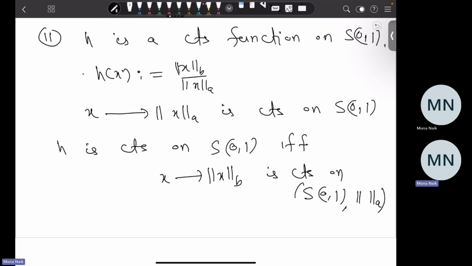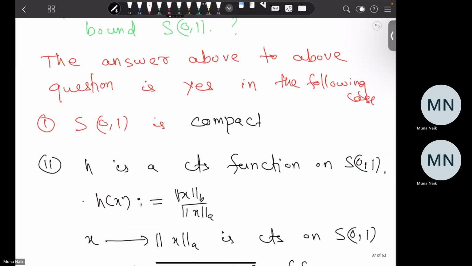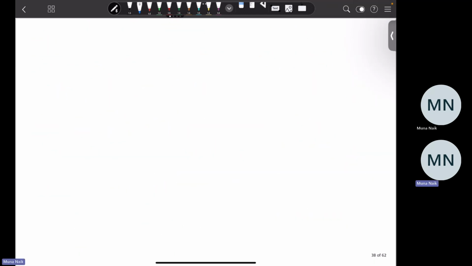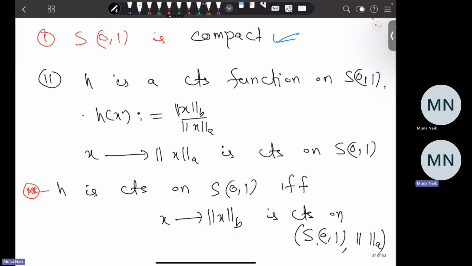So the thing is, if I can show that in some norm A, S01 is compact and H is a continuous function on S01, I am done. But H being continuous on S01 amounts to showing that x going to norm xp is continuous on S01 with norm A.